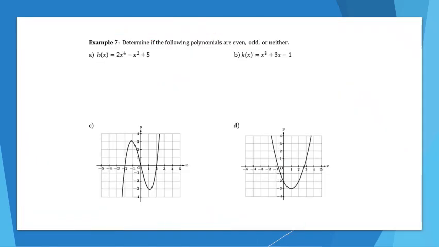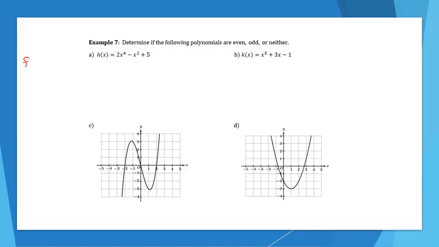All right, so example 7. Determine if the following polynomials are even, odd, or neither. And so let's take a look at this first one here. We want to test it using our rules. Let's test to see if it is even first, because that's typically the easier one to test.